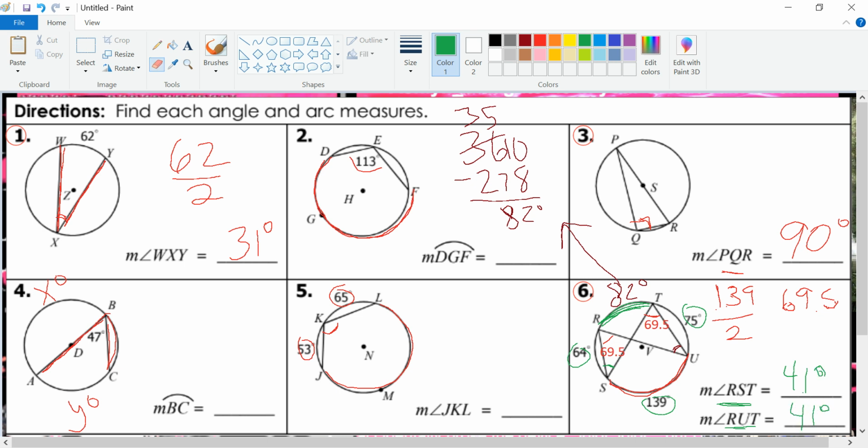And that is how you would find and solve all of these examples from your notes.